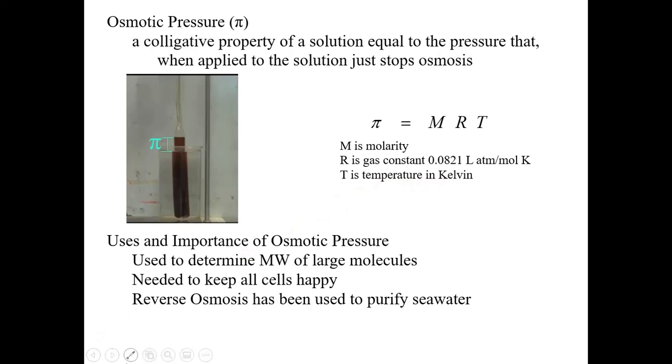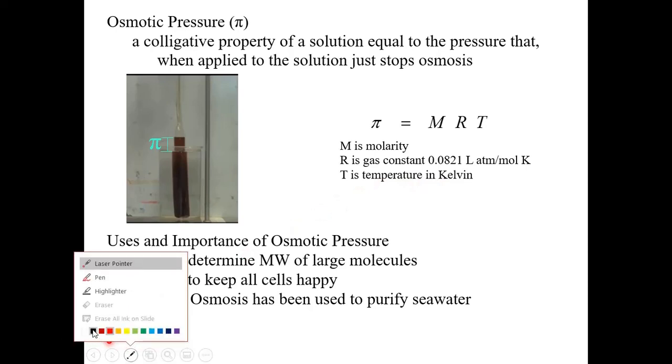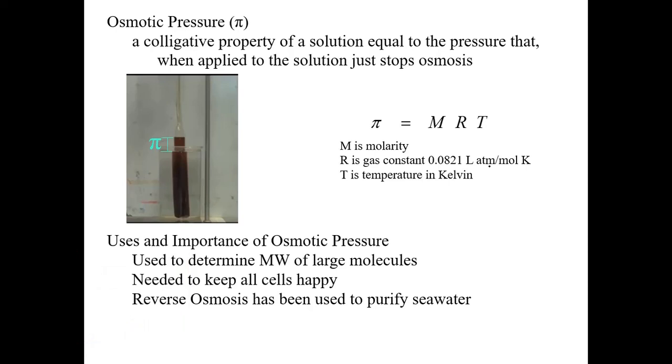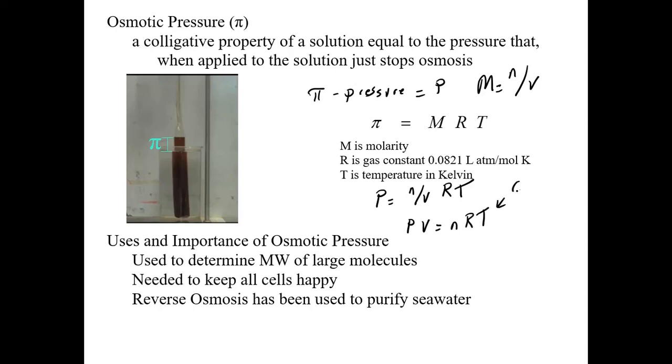Now, the next slide we're actually going to do is a problem, but I want to show you an alternate form of this formula. First of all, pi is a pressure, so we can also symbolize it by P, and molarity is the moles per unit volume. So basically I would have pressure equals moles over volume times R times T. If I multiply both sides by the volume, I have PV equals nRT, and from chapter 5, this is the ideal gas law.